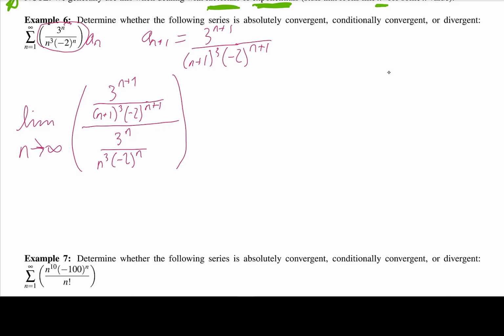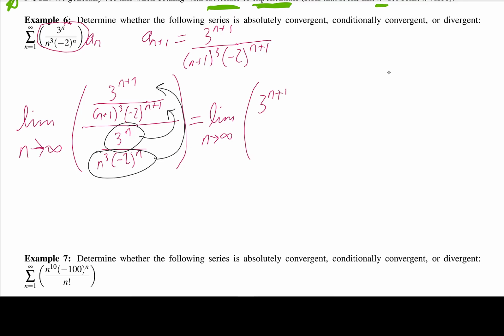And so what's going to happen here is that this piece is going to multiply up to the top. This piece will multiply to the bottom. And so this will give us the limit as n goes to infinity of 3 to the n plus 1 times n cubed times negative 2 to the n, over n plus 1 cubed times negative 2 to the n plus 1, times 3 to the n.